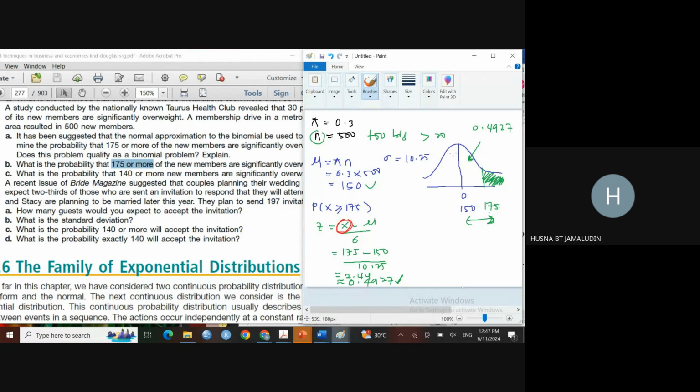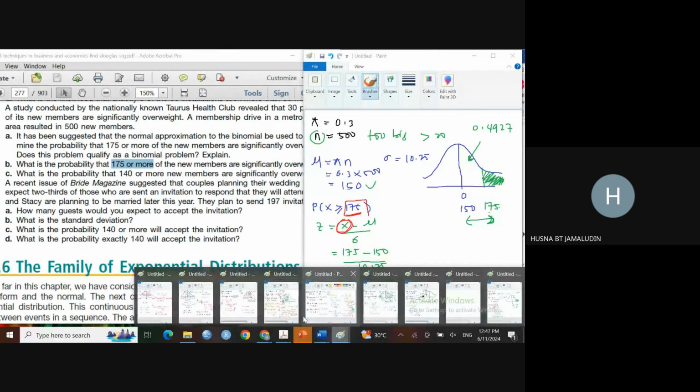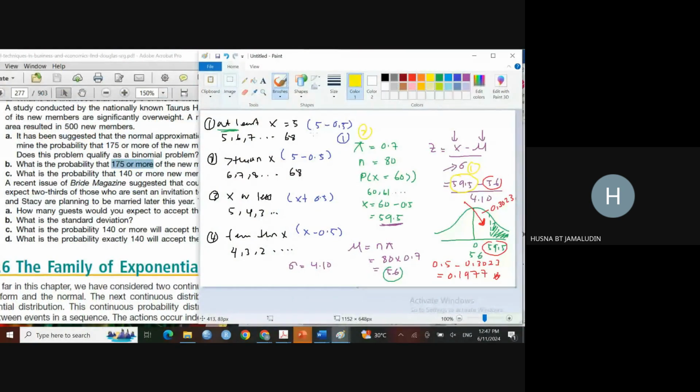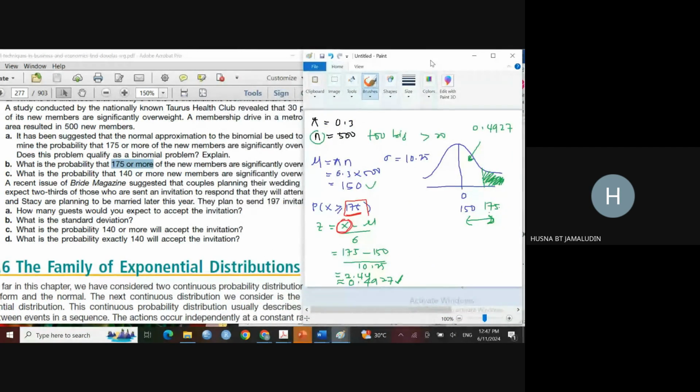Your x, where is the x just now? Probability of blah, blah, blah. Where is my probability? This one. So your x shouldn't be 175. You have to adjust it because you want to use the formula of approximate to binomial. So 175 or more, so this is like at least 175 or more. In the case of at least, you have to minus 0.5. So you shouldn't make this mistake.